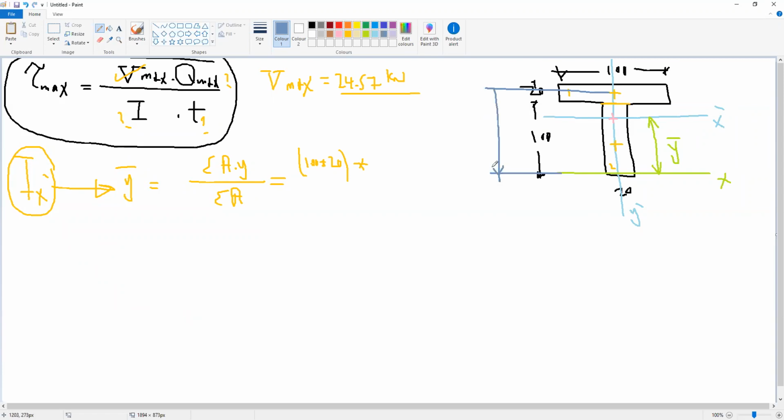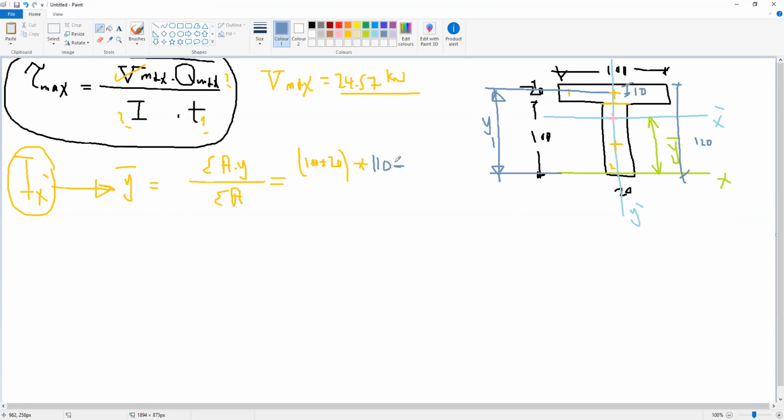This is y1 for the calculation of the centroid. Okay, so this is y1. What is y1 here? The distance from the top to the centroid is 10, and the total distance here is 120. So y1 will be 110.